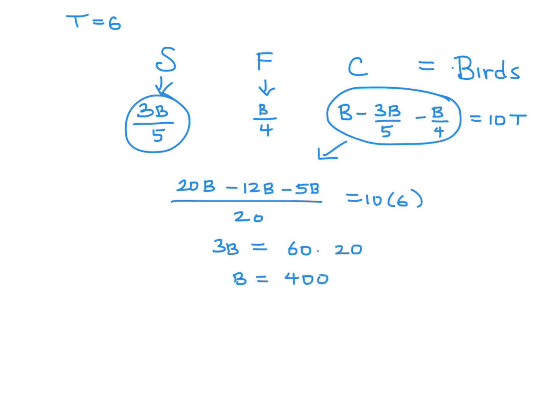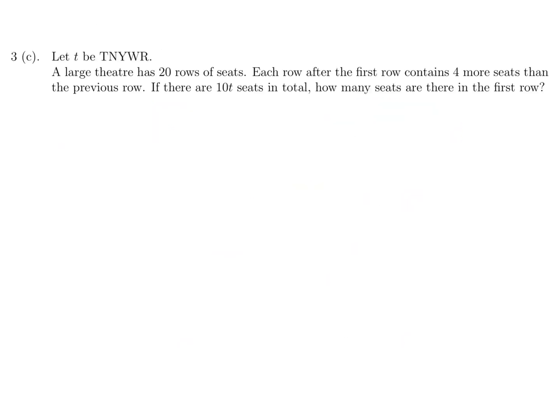Yeah. And then, of course, we're not done. We have to figure out the number of sparrows, which is 3b over 5. So that's going to be 3 times 400 over 5, which is 240. So 240 is the answer to this question. And we are at the very end now of these relay problems. So t is 240.